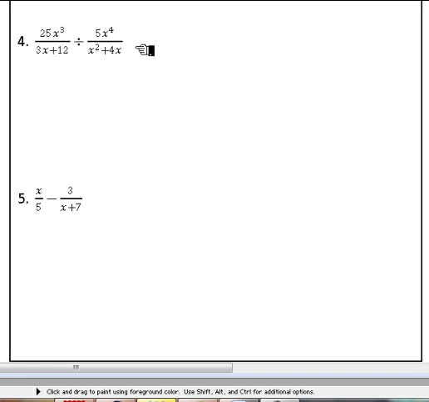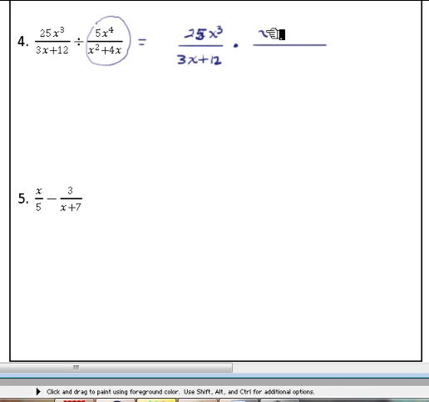Okay, now we have a division problem. So remember that the way we divide is we take the reciprocal of the second fraction, or of the divisor, and we change to a multiplication. All right, so let's do that. So here we'll have 25x cubed, 3x plus 12. And now I'm going to just take the reciprocal.